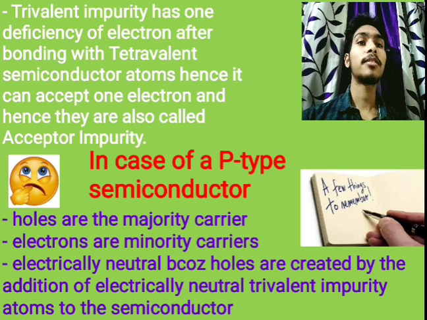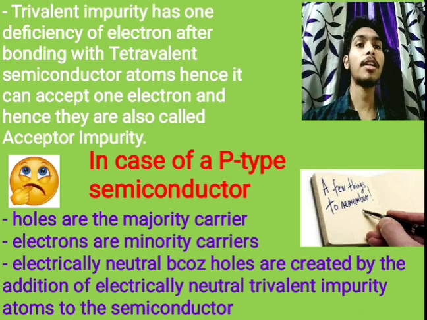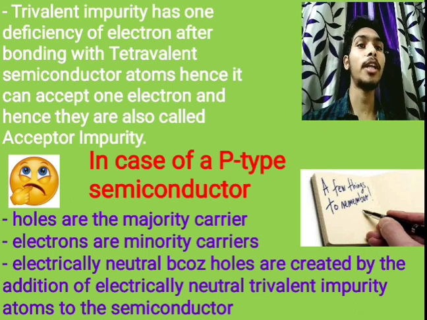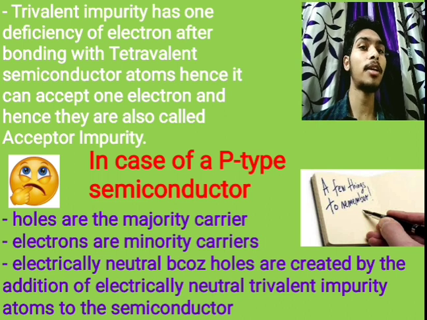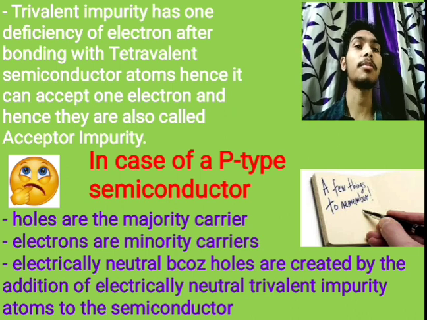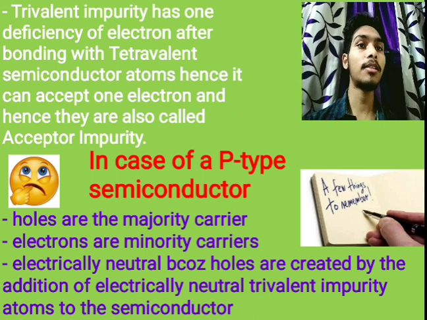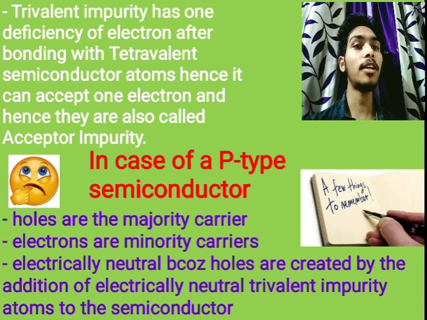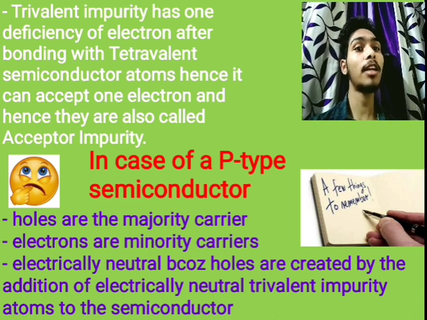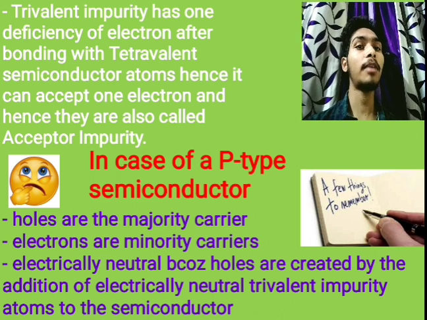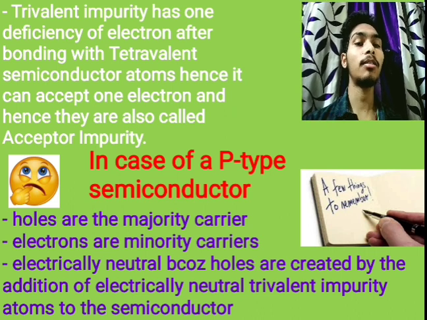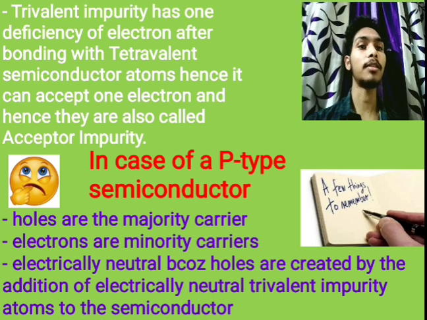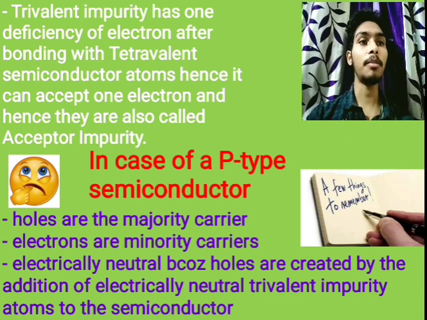Next, trivalent impurity. So same hoy, just little different. Trivalent impurity has one deficiency of electron after bonding with tetravalent semiconductor atoms, hence it can accept one electron and hence they are called acceptor impurity. Eta donor ko eta acceptor ko. Trivalent impurity, let's say aluminum, silicon or 4ta logot 3ta bond koribo kintu eta bagi thi jabo. That means aluminum or eta electron nai komi ase. This is called deficiency of electron, and we know deficiency of electron means hole. So ar jodi khali ase, that means it can accept one electron. That's why it is called acceptor impurity.